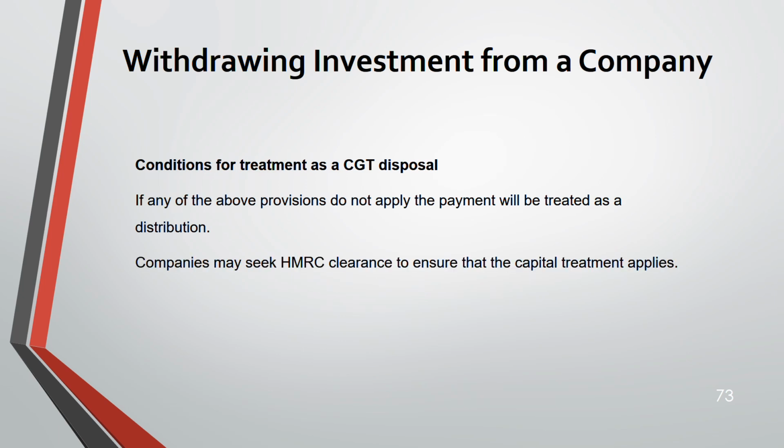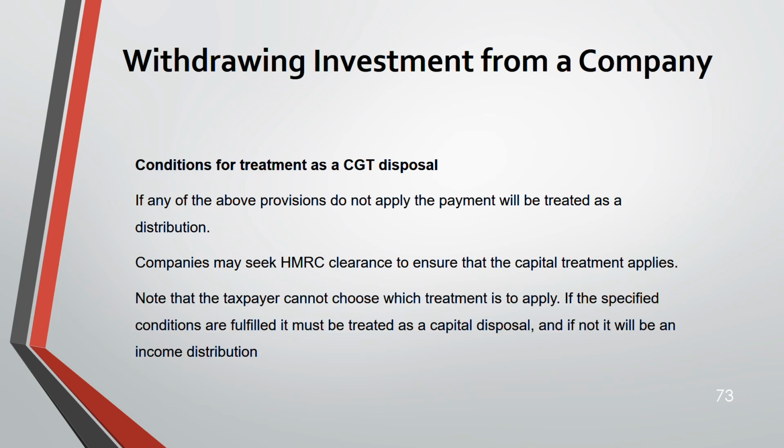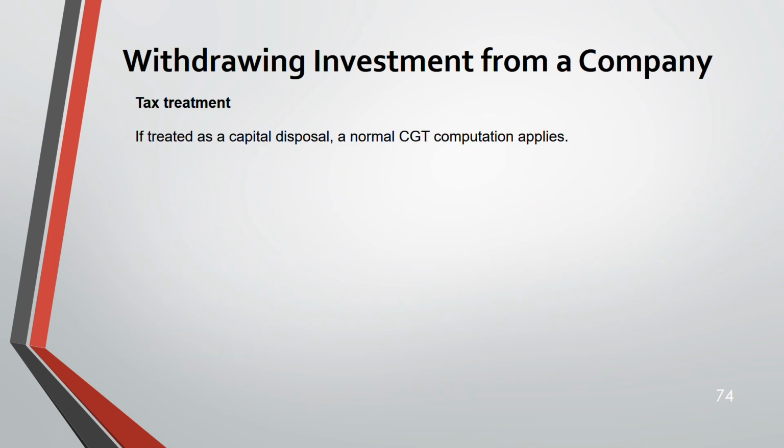Next, companies may seek HMRC clearance to ensure the capital treatment applies. They have to take the clearance from HMRC stating that this is capital treatment. Note, the taxpayer cannot choose which treatment applies. As a taxpayer, you cannot choose whether it goes as a capital treatment or a distribution. If the specified conditions are fulfilled, it must be treated as a capital disposal, and if not, it's an income distribution. Clear?